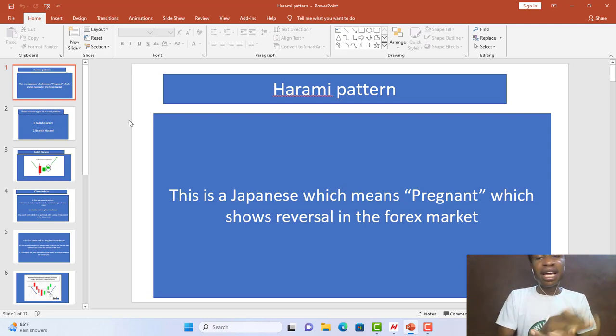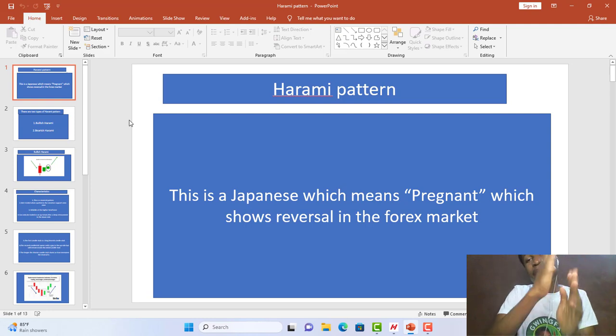So what is this Harami pattern? This is a Japanese word which means pregnant, which shows reversal in the forex market. So the most important thing I want you to note now is that it shows reversal in the market. I specifically want to use that word, reversal. So the Harami pattern shows reversal. That's a change in direction in the market.